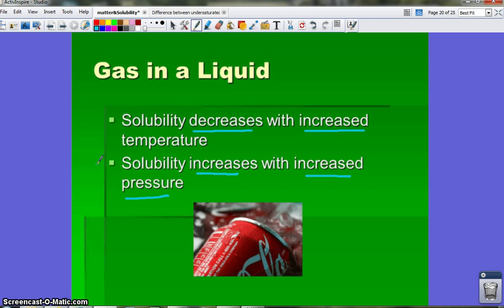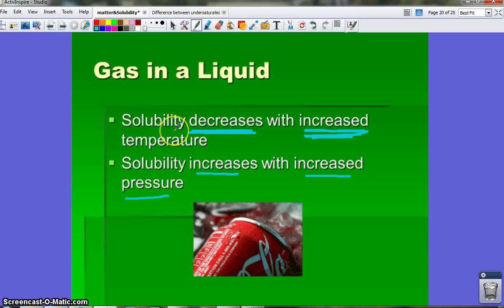And you let it sit there for an hour. Well, what happens to the temperature of the liquid within the soda as you let it sit there for an hour? Well, the temperature is going to go up. Okay? So as your temperature increases, because hopefully you had it nice and cold in the fridge, as the temperature increases to room temperature, the solubility of that gas, the carbonated gas, is going to decrease.